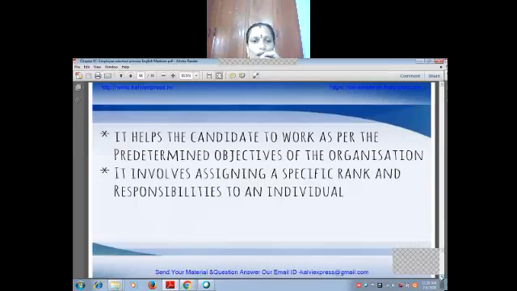Okay. It involves assigning a specific rank and responsibility to an individual. So, automatically, the person is getting a responsibility and a specific rank, and then he is showing his individuality. So everything comes in this placement. Okay.